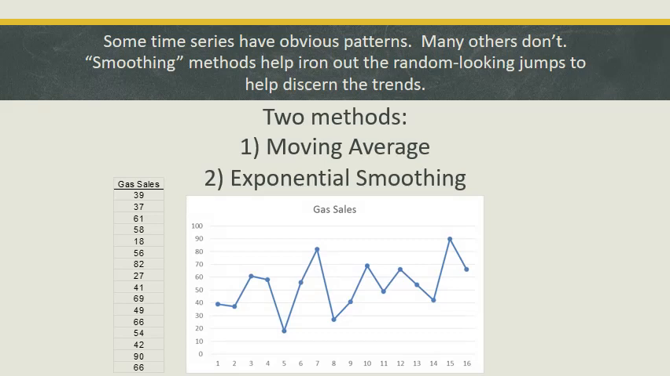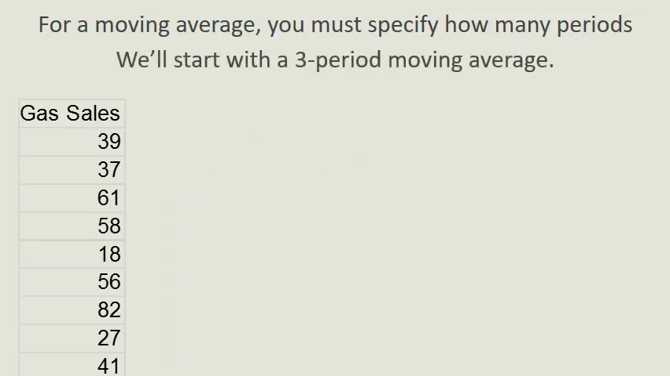This data set has no clear long-term trend nor a seasonal cycle. The goal of smoothing is to iron out some of these random-looking jumps to the point where we can hopefully see a trend. We'll begin with the moving average, and it is important to note that there is more than one kind of moving average. It all depends on how many time periods you want to use. We'll start with the commonly used 3-period moving average.